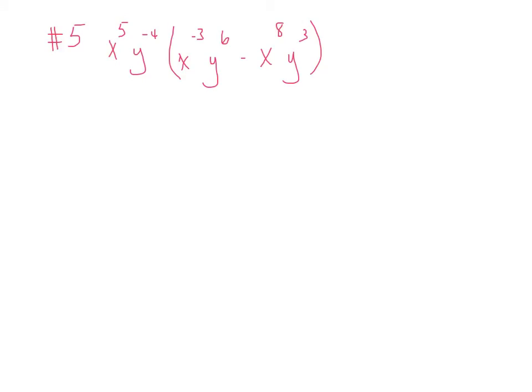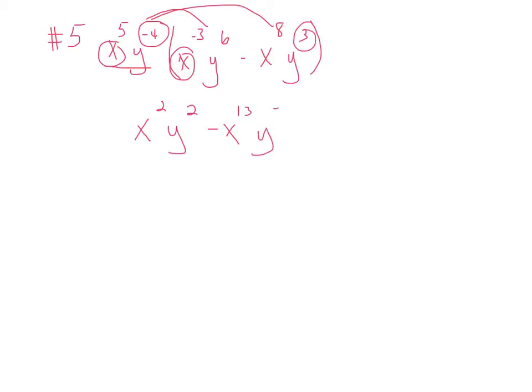All right, this is one of my favorite problems from this section. Here you have a monomial, a product of two variables raised to powers, multiplied to a binomial. Well, you've been doing this since pre-algebra. This is just the distributive property. And when you're multiplying two terms that have the same base, such as x, you add the powers. So 5 plus negative 3, that's x squared. And negative 4 plus 6, that becomes y squared. Minus x to the 13th power, and y, negative 4 and positive 3 makes y to the negative first power.